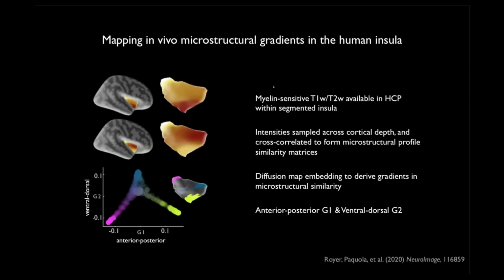We address this by leveraging myelin-sensitive imaging to derive microstructural gradients along the insular cortex. To do this, image intensities were sampled across cortical depths and then cross-correlated across all insular vertices. We then applied a nonlinear dimensionality reduction approach to derive gradients of microstructural similarity across the insula. This revealed two gradients, a first gradient evolving along the anterior-posterior direction and a second gradient in the ventral-dorsal direction, which we can then use to form this two-dimensional representation that can be leveraged to track other structural or functional features varying along the insular cortex.